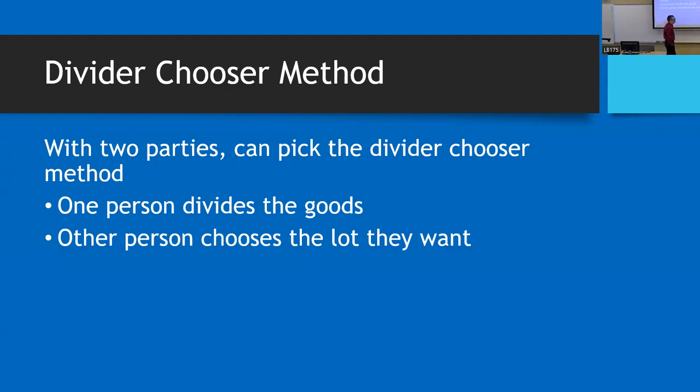If you only have two people, the divider chooser method is fairly simple. One person divides up the goods, they are the divider, and the other person chooses which lot they get. They are the chooser. Now, if you're the person who divides up the goods, you are going to split into two piles, as long as you're playing it fair, like we assumed. And the divider is going to see those two piles as being 50% of the goods, right?